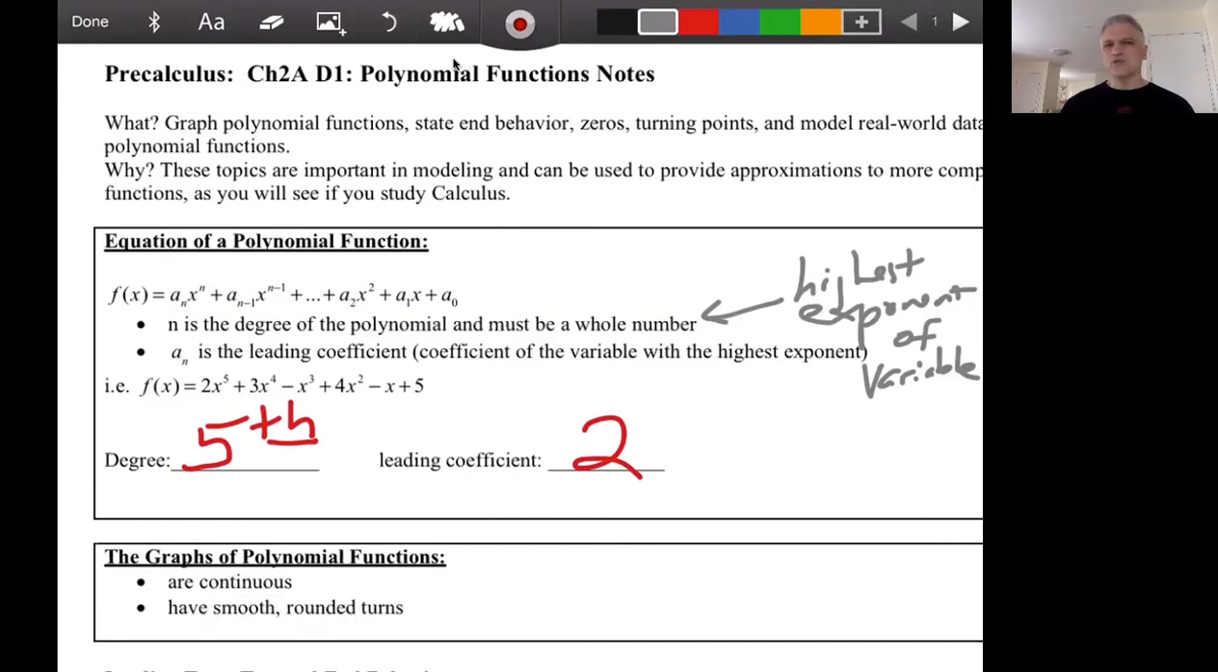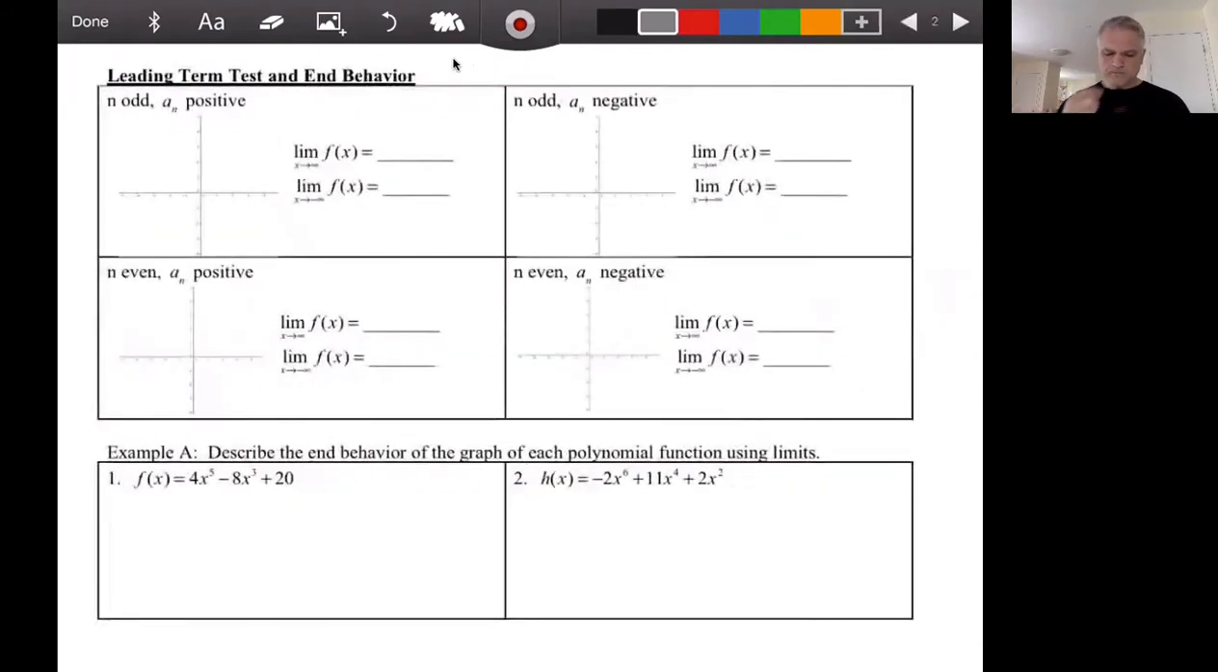You say, well, what's not a smooth, rounded turn? Well, if you remember absolute values in the shape of a V, that right there, the vertex, is not a smooth, rounded turn. That is a sharp, non-rounded turn. Therefore, that is not a polynomial. A polynomial must be described as a set of terms that has coefficients and then x to a whole number power, or some variable to a whole number power. An absolute value is not a whole number power. So let's go down the page a little bit.